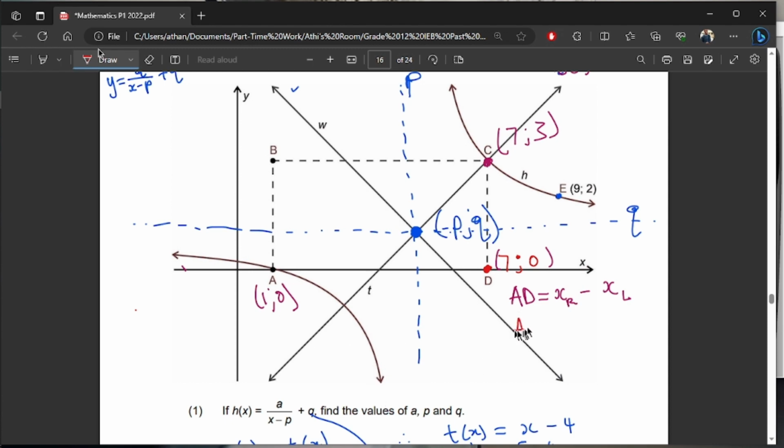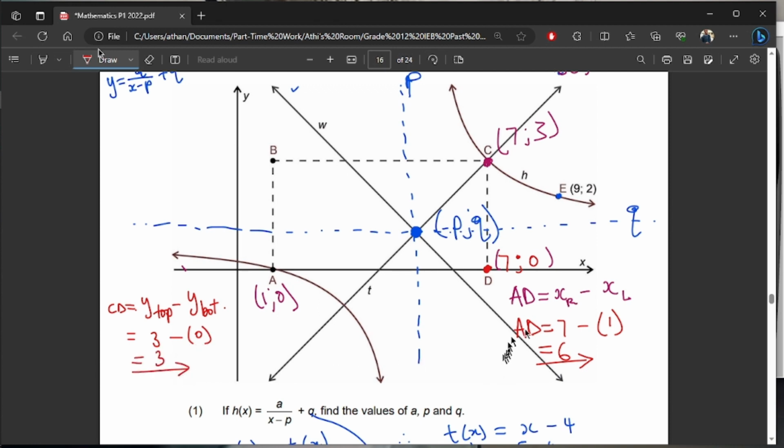Now remember, I said AD is XR, meaning the value of X on the right hand side minus the value of X on the left hand side, which is 1. AD is 6 units. And then our CD, let me write it here. CD, because it's a vertical line, you can say Y top minus Y bottom. And then Y at the top is 3 minus Y below is 0. This gives you 3 units.